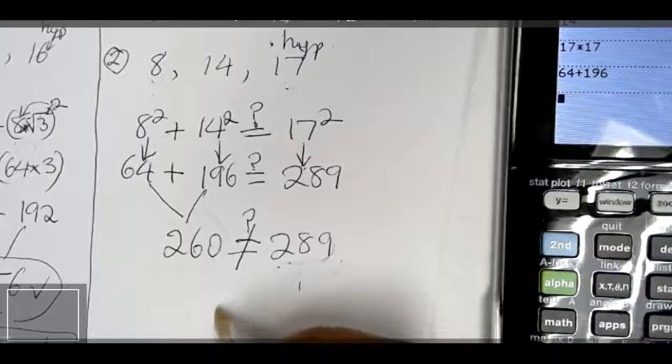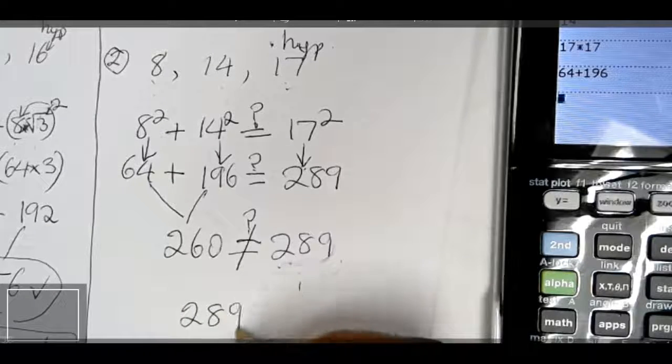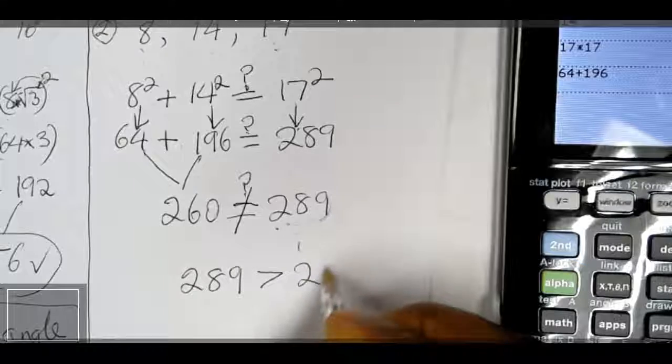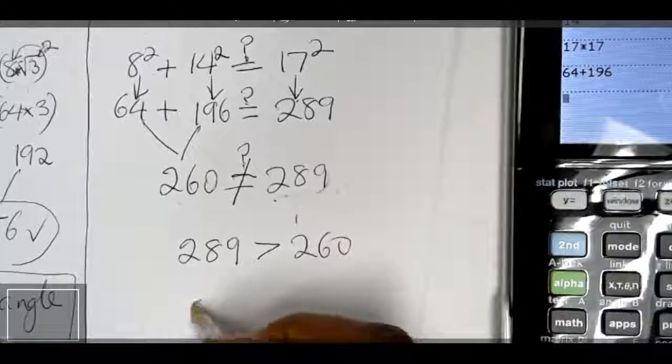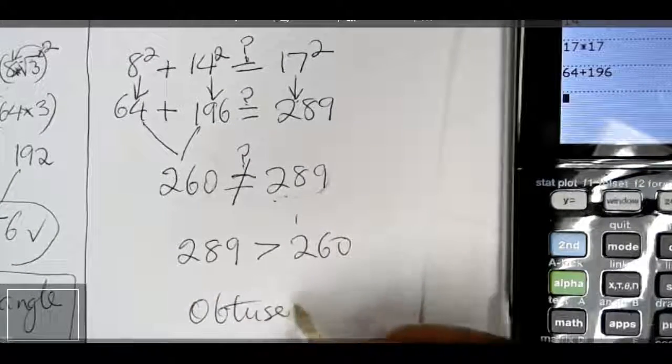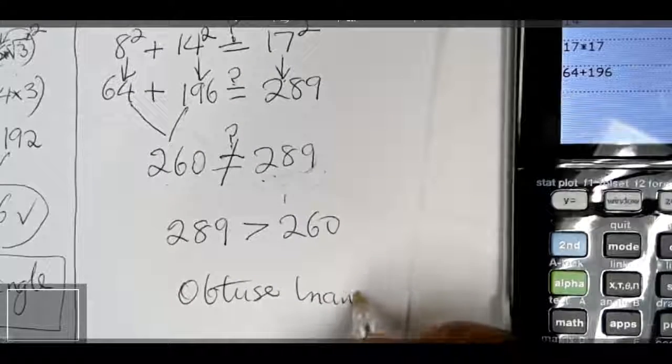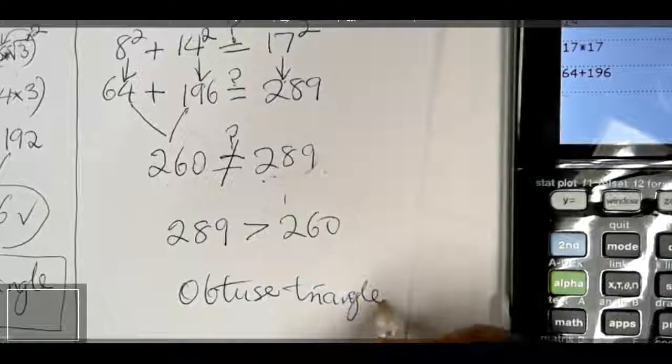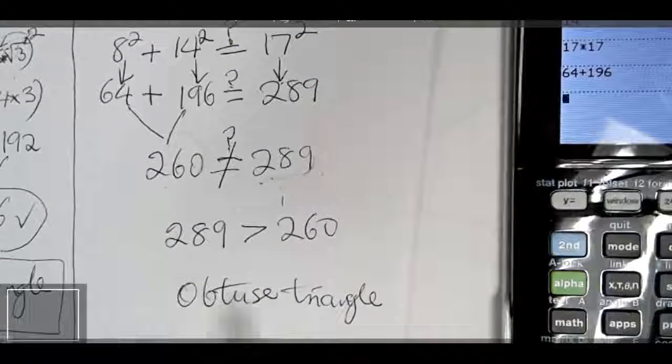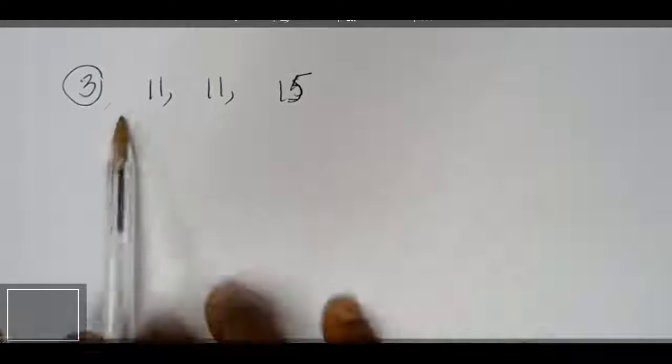So 289 is greater than 260. So it is obtuse. It is an obtuse triangle. Okay. Let's do one more.